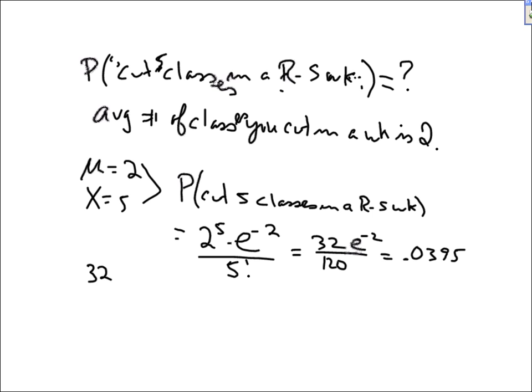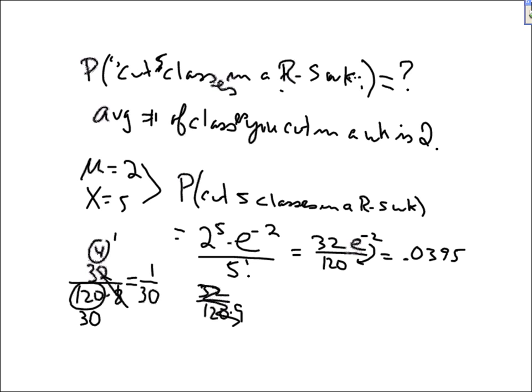Well, 32 over 120. Now I can move the e to the negative 2 in the bottom. Now that's between 4 and 9. If I use 4 or I use 9, my answer should be around there. In fact, once again, let's use 8. That's what we used last time. 8 goes into 32 four times. 4 goes into 4 once. It goes into 12 three times, so 120, 30 times. So I get 1 over 30.